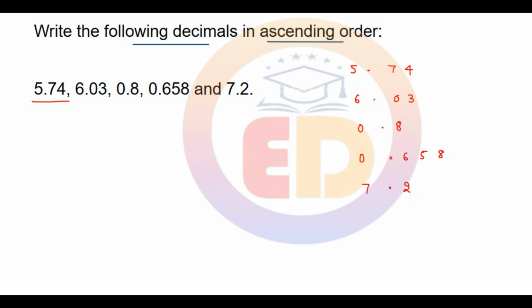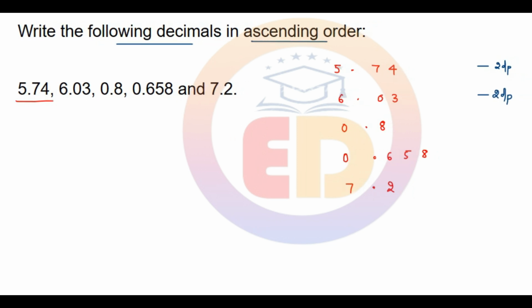On comparison, I see that the first number 5.74 has 2 decimal place. The second number 6.03 also has 2 decimal place. The third number 0.8 has 1 decimal place. The fourth number 0.658 has 3 decimal place. And the fifth number 7.2 has 1 decimal place. So I see that right now they are unlike decimals.